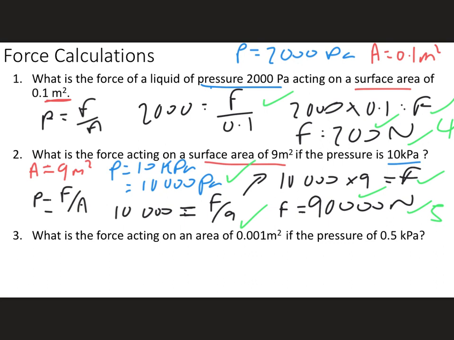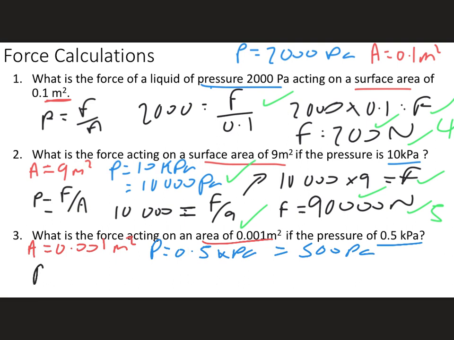So we're now moving on to the last question on this section, and let's just run through this best as we can. So here we've got an area of 0.001 meters squared. From there then, we're going to look at the pressure, which is 0.5 kilopascals. You know that I'm going to have to change this into pascals by times it through by 1,000, and 0.5 times 1,000 is equal to 500 pascals.